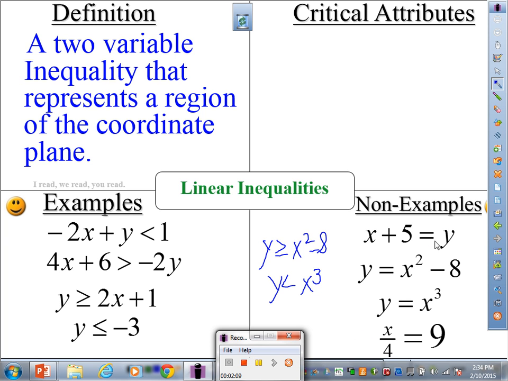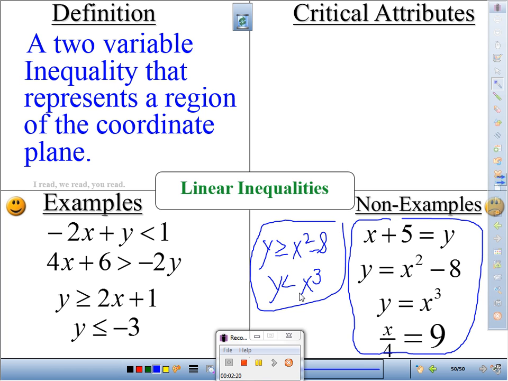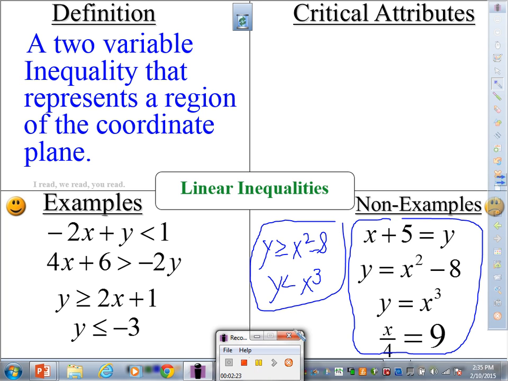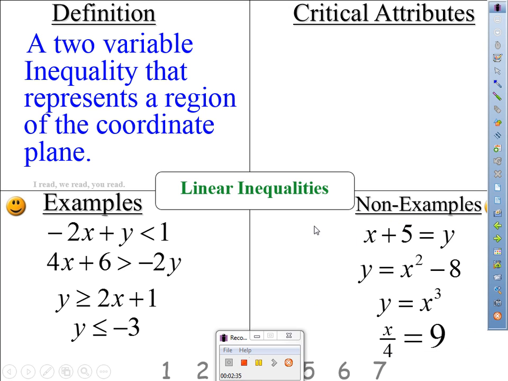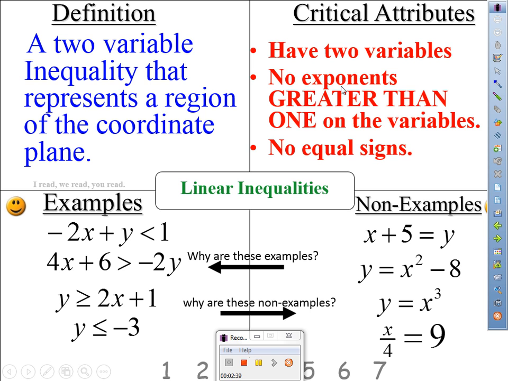Why are these non-examples and these non-examples? Share with your neighbor why these are non-examples, and then from there, why are these non-examples? Go. So that's true. These are equations. These are inequalities, but they have exponents greater than 1. So what's important about linear inequalities is that they have two variables, no exponents greater than 1 on the variables, and no equal signs. Copy that, please.